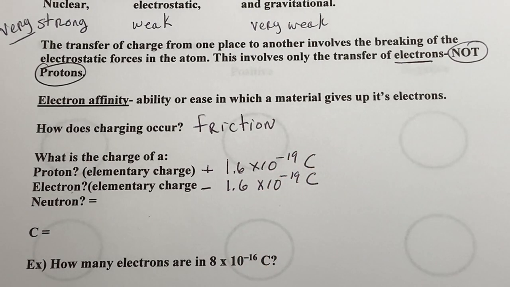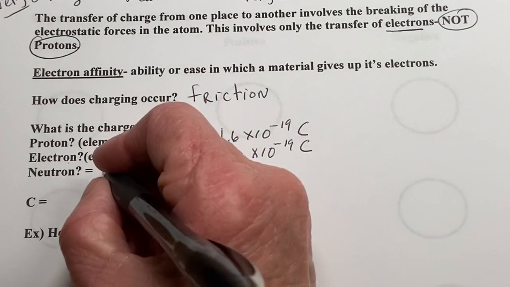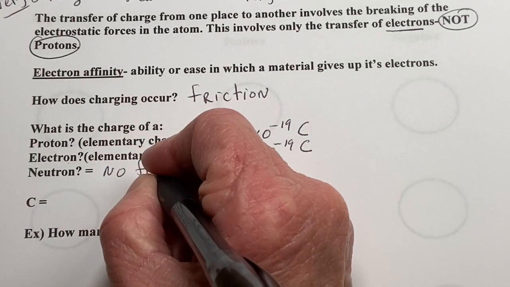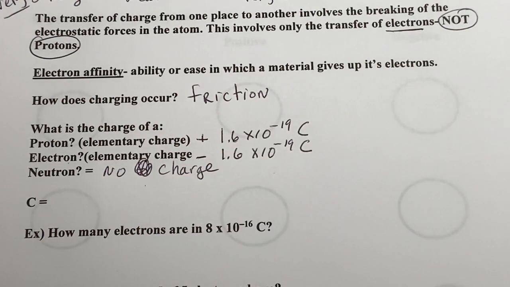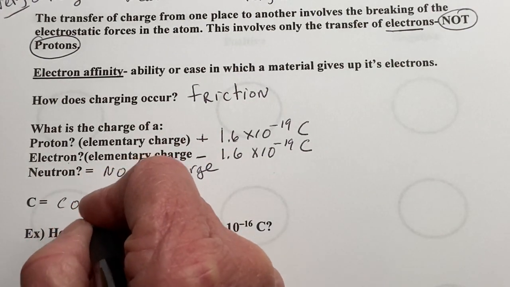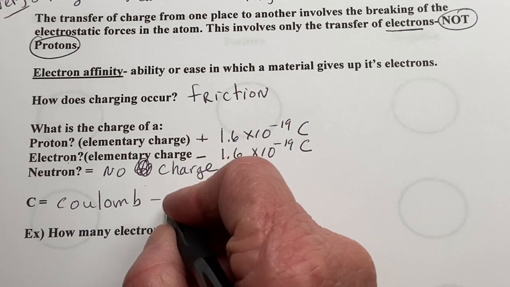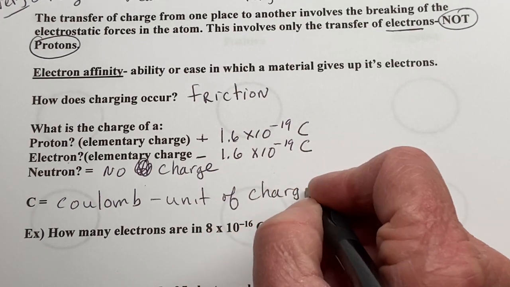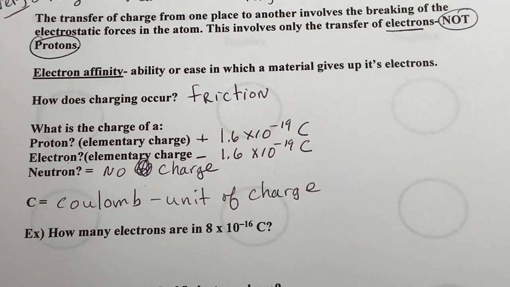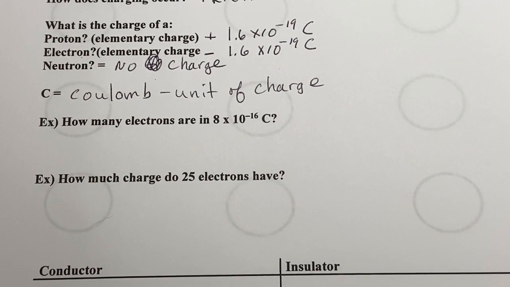That number is going to get in your brain. What about a neutron? Well, they're neutral. There's no charge. C stands for coulomb, and it's considered a unit of charge.